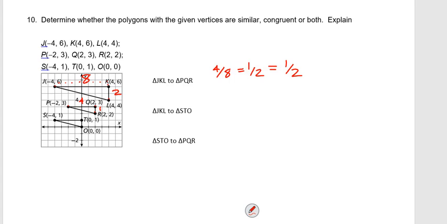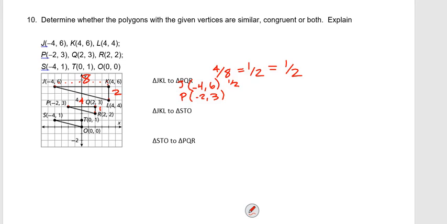We could also do that with some points. So we could compare J to P. If we compare J to P, that's -4, 6. And if we compare it to P, that is -2, 3. And if you notice, if I take 1/2 of everything up here, I get the values that are below, because half of -4 is -2 and half of 6 is 3.